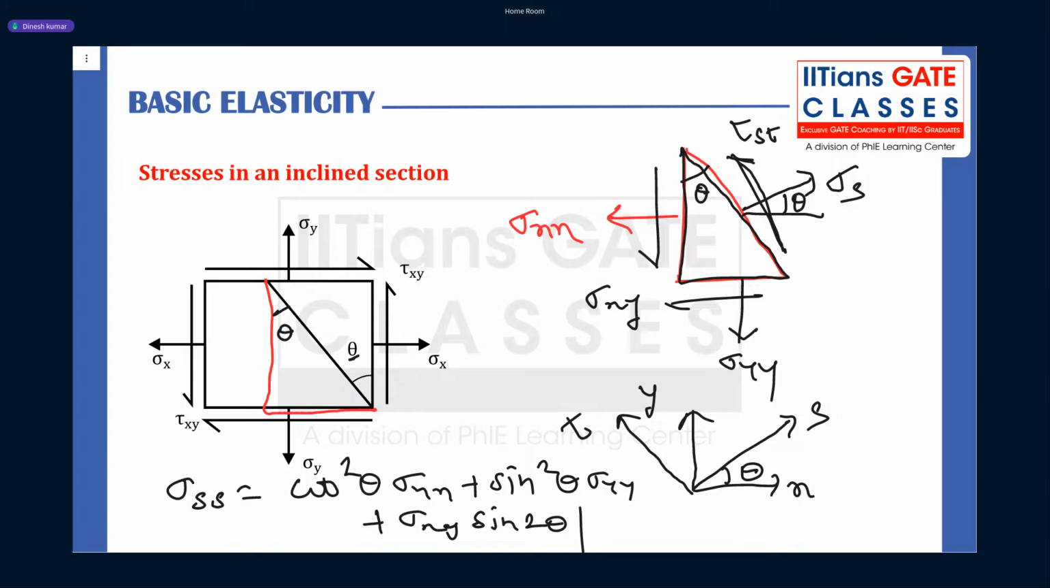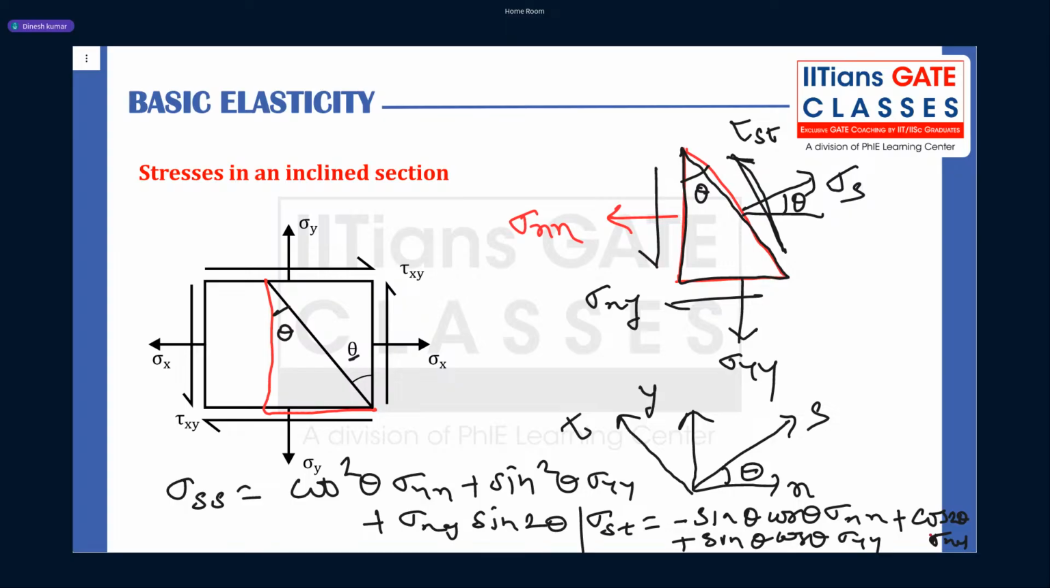Now what about your shear, sigma st? It is minus sin theta cos theta sigma xx plus sin theta cos theta sigma yy, and then plus cos square theta minus sin square theta, which is cos 2 theta, so plus cos 2 theta into sigma xy.